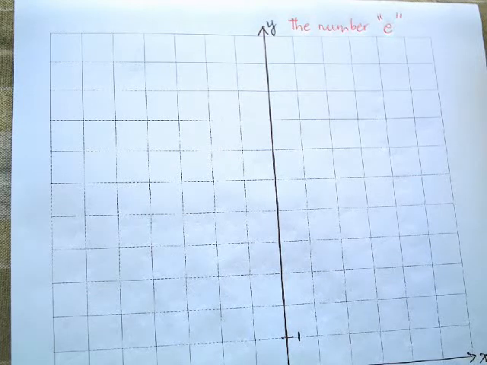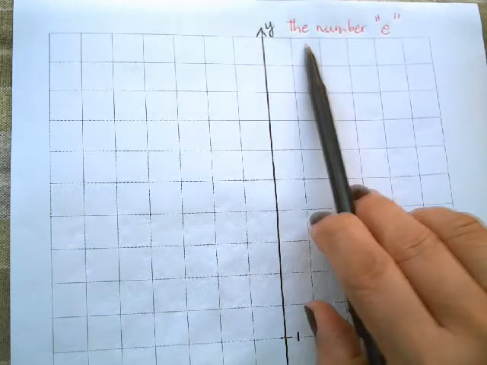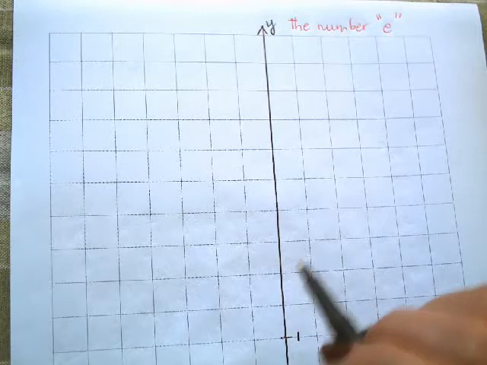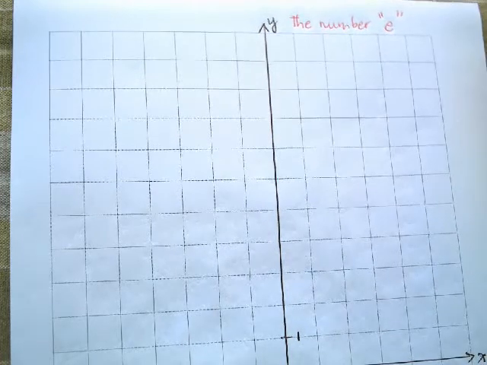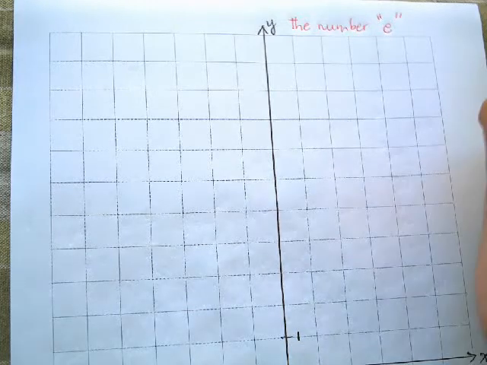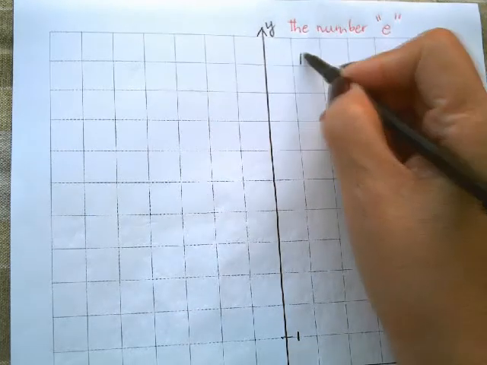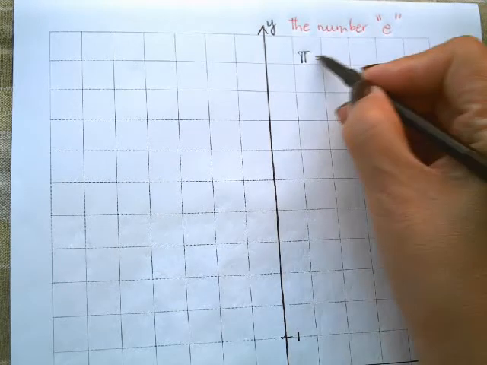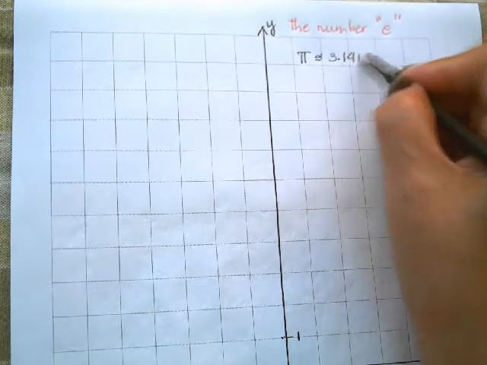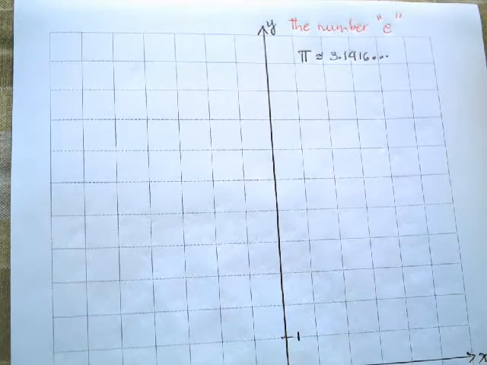So in our study of the exponential functions, I'm going to introduce to you the number e. This is another irrational number that has a big role in mathematics, as you will see later. The only irrational number that you know so far is pi, which is approximately equal to 3.1416 and goes on and on without end.